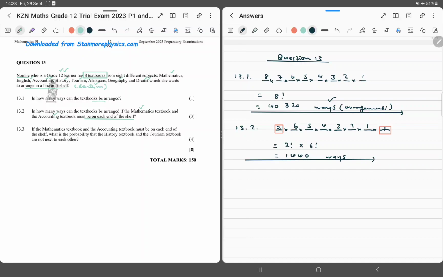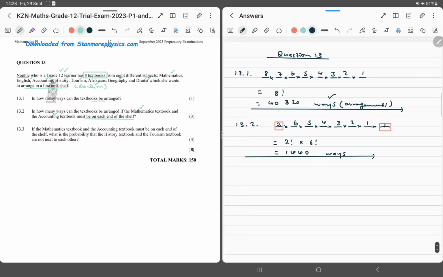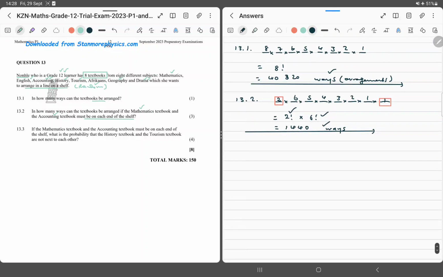Okay guys, so that one was a bit tricky too. So we're getting 3 marks. Technically, I suppose this factorial and that factorial is important in this answer. So that is how this thing must be done.